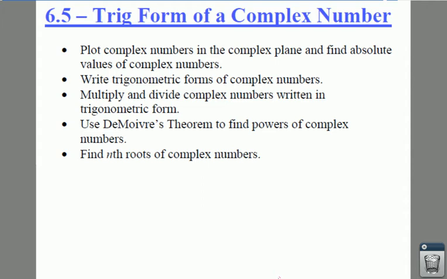Alright, well, 6-5. We were going to have the trig form of a complex number, so we're going to add a couple of your favorite things, i's and j's, and trig. It's going to be such a great time.